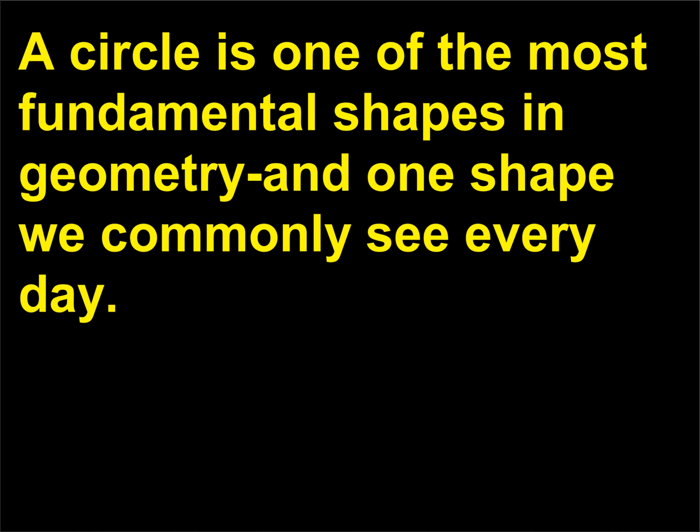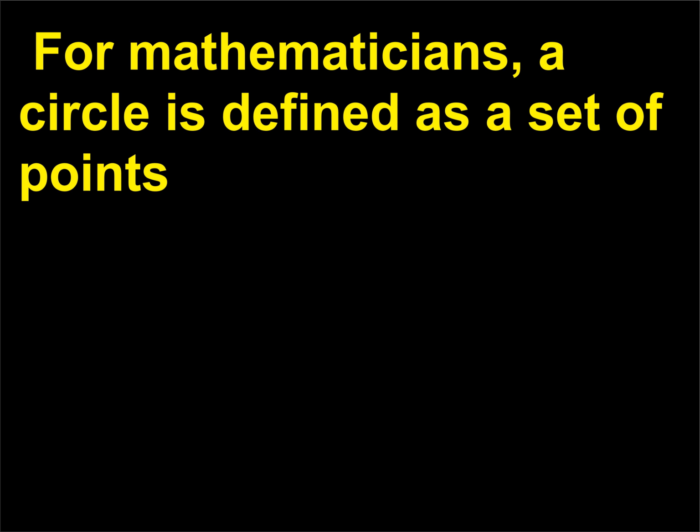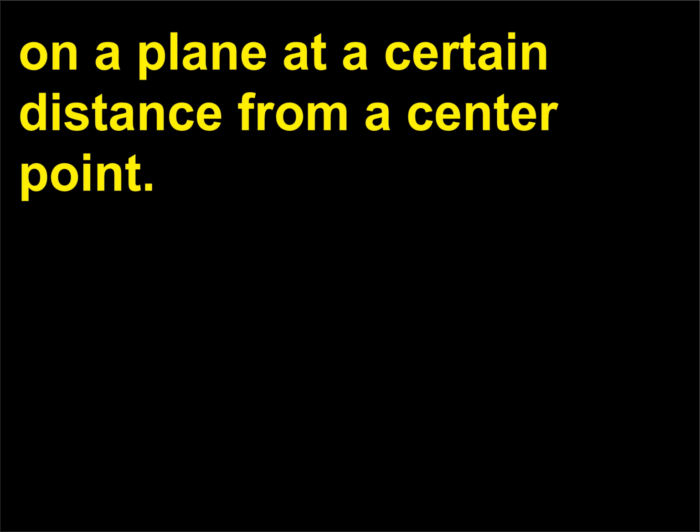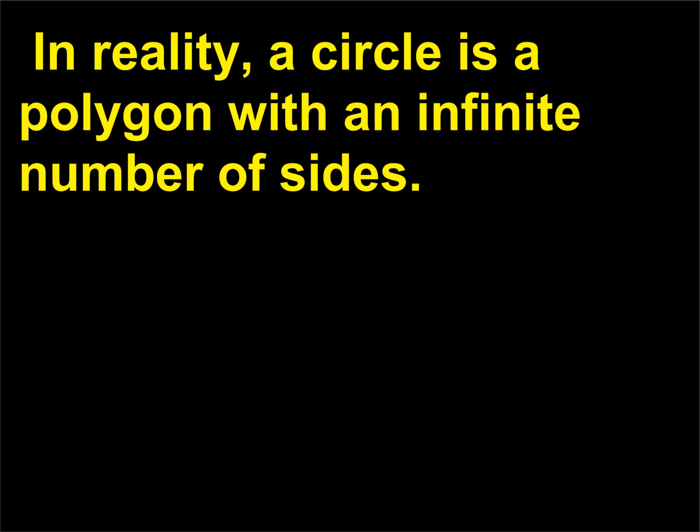What is a circle? A circle is one of the most fundamental shapes in geometry and one shape we commonly see every day. For mathematicians, a circle is defined as a set of points on a plane at a certain distance from a center point. In reality, a circle is a polygon with an infinite number of sides.